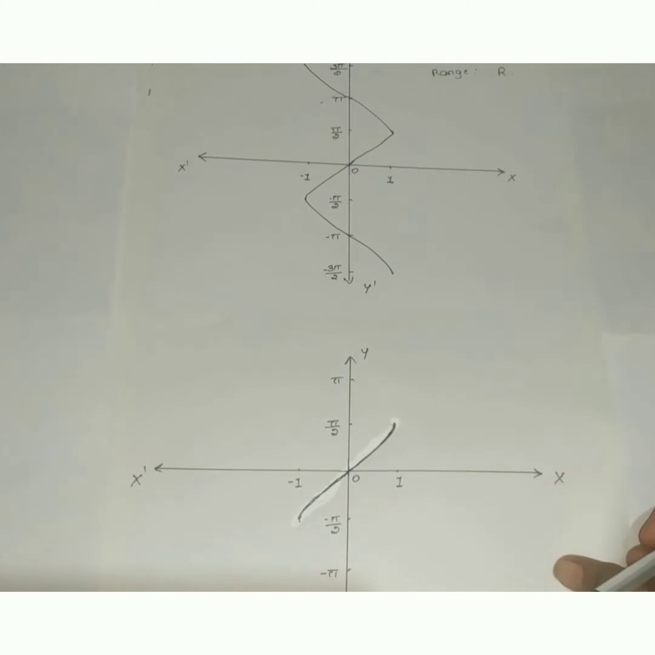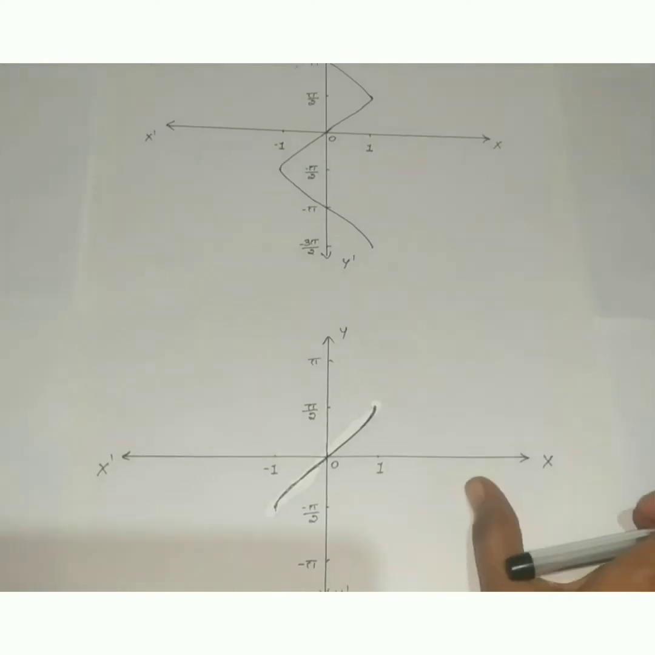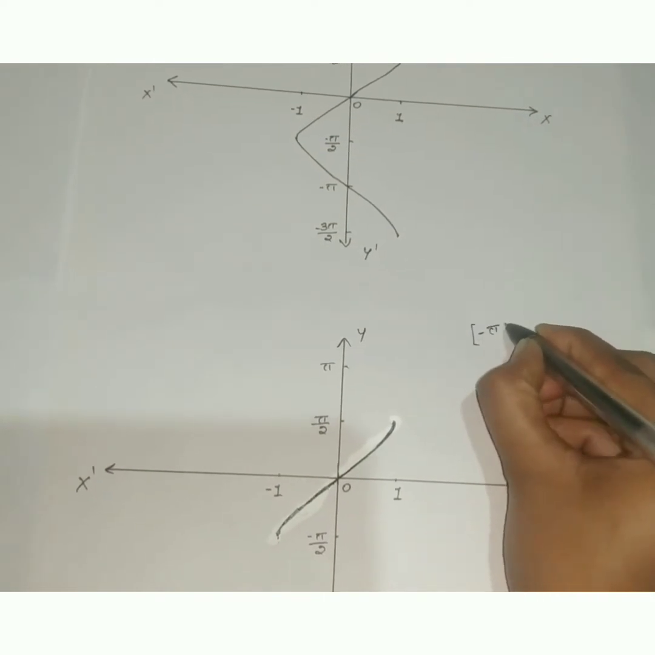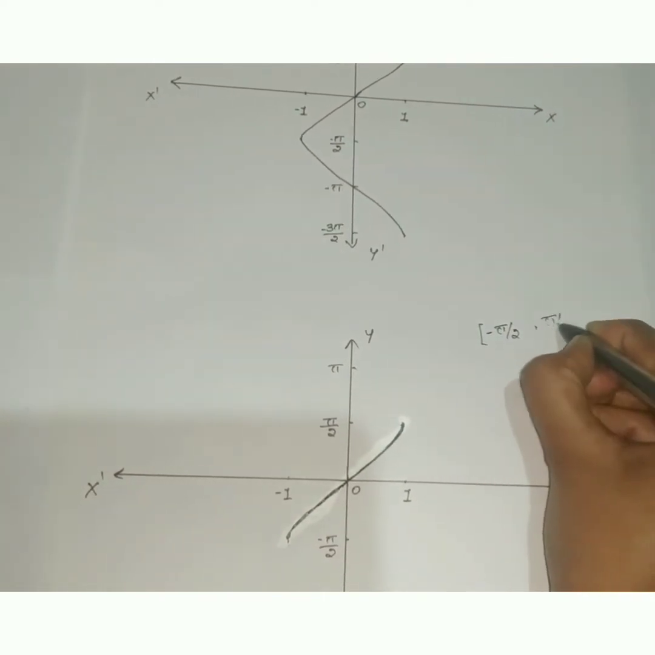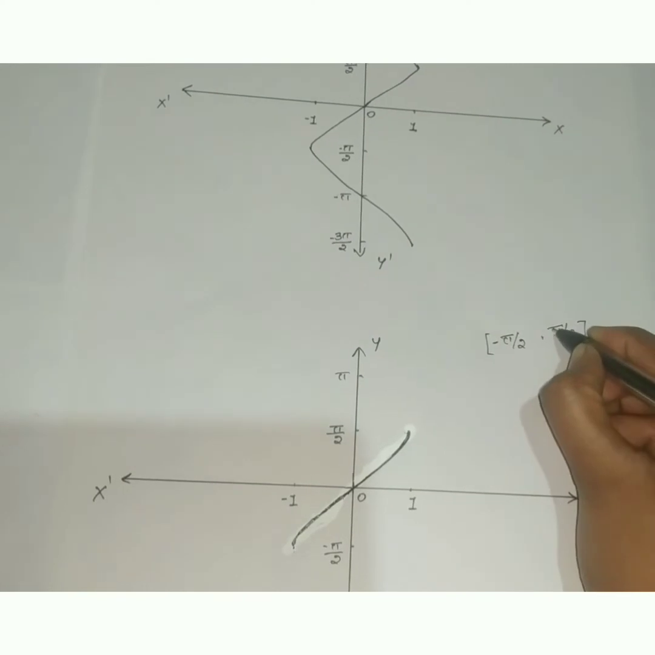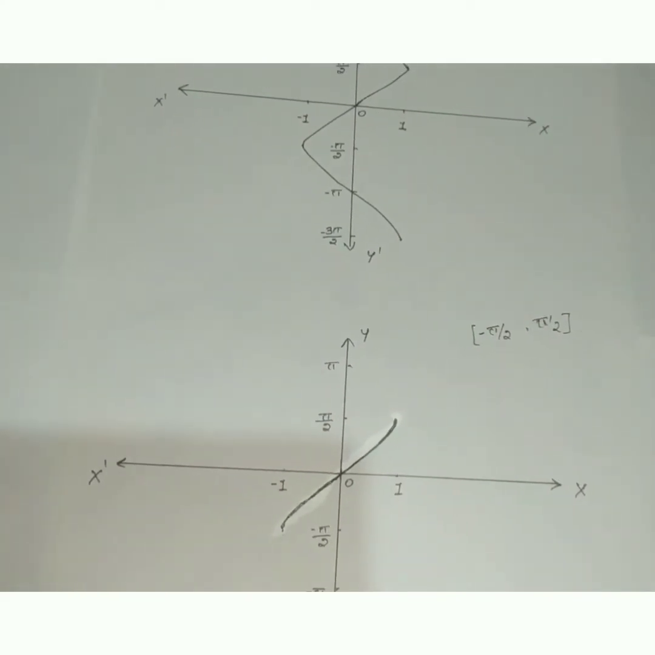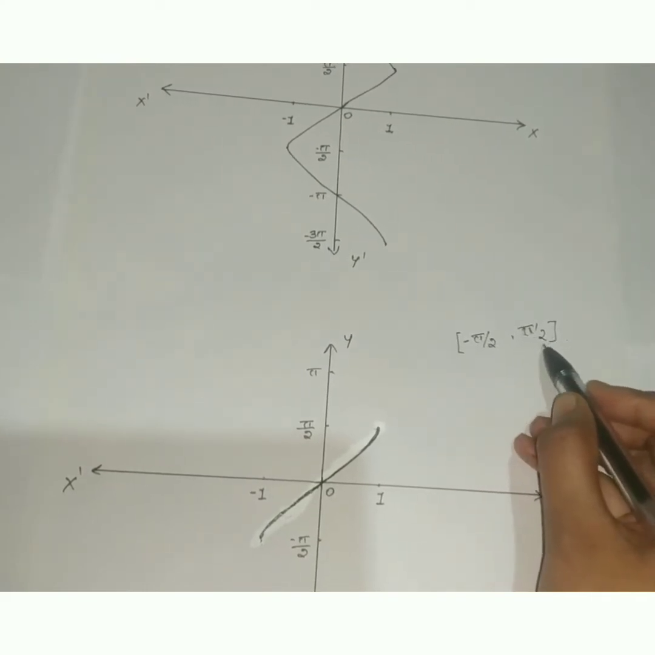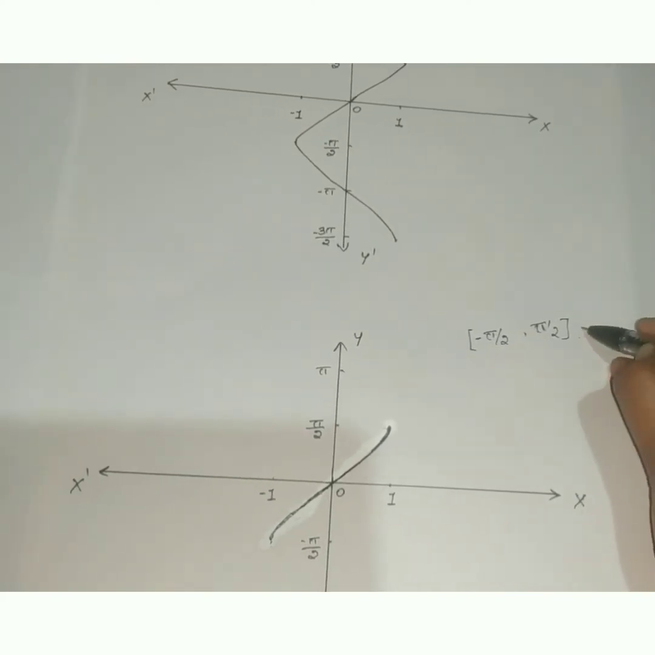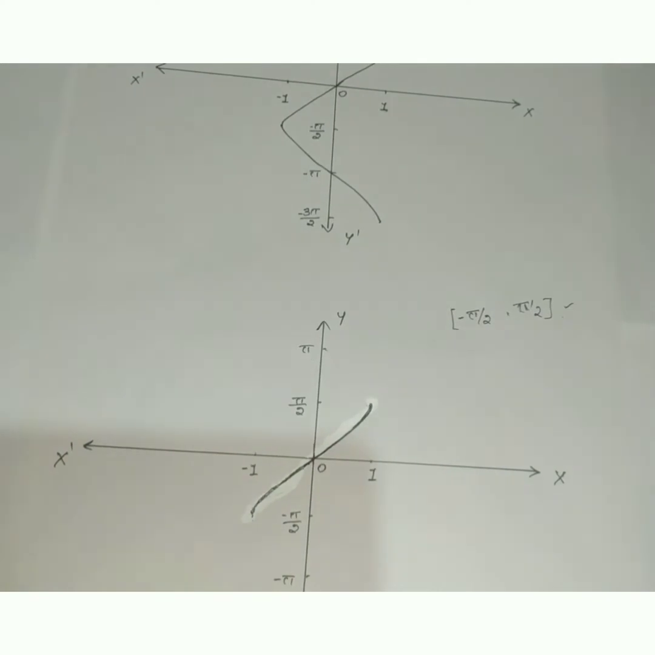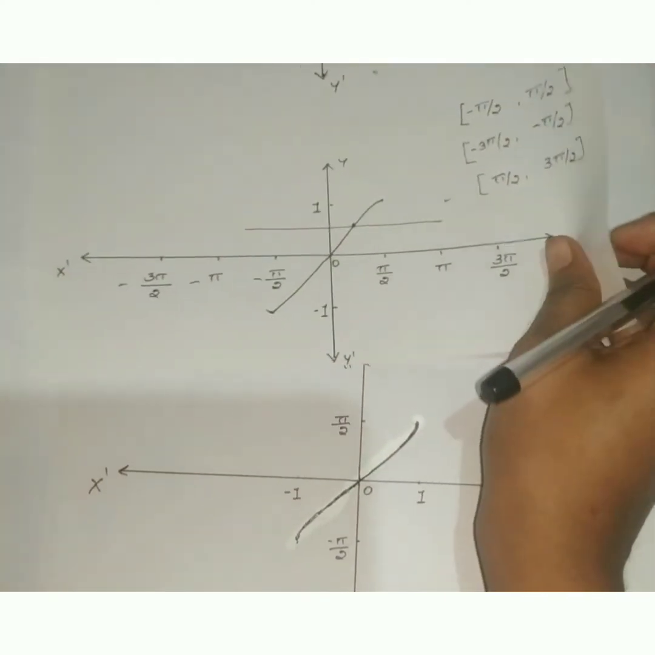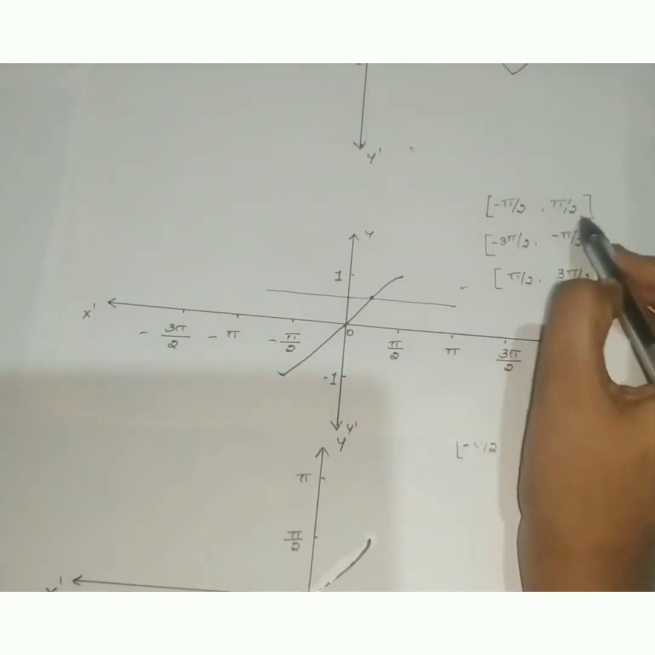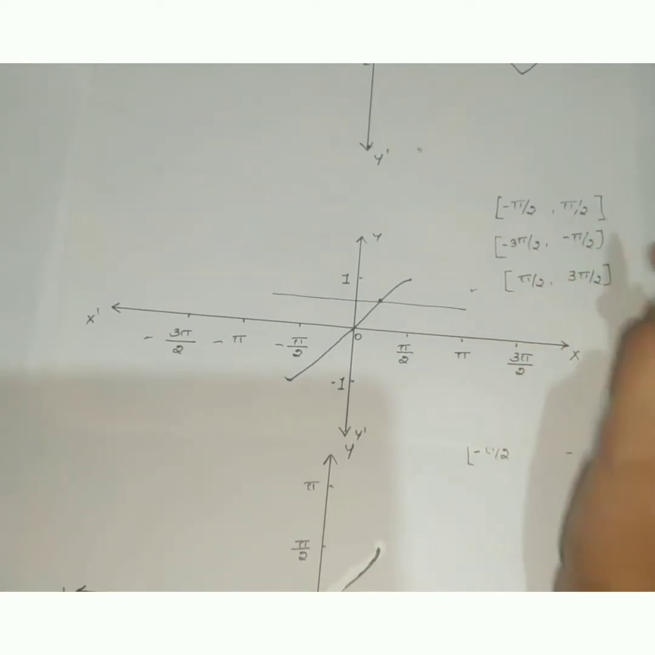Here the sine function is invertible in the closed interval minus pi by 2 to pi by 2. The branch with the range value closed interval minus pi by 2 to pi by 2 is called the principal value branch. In sine function, we select the interval closed interval minus pi by 2, pi by 2.